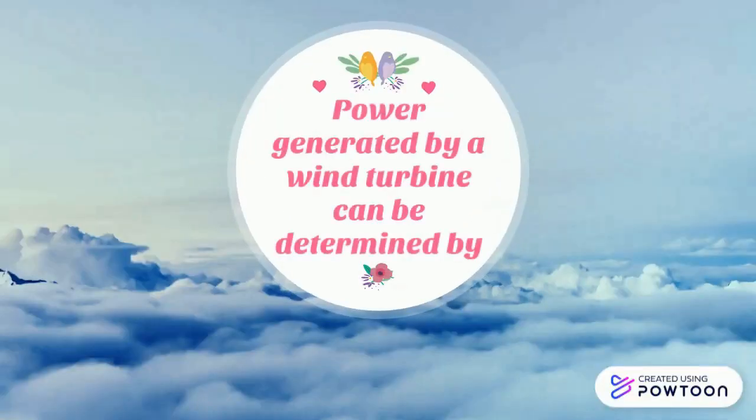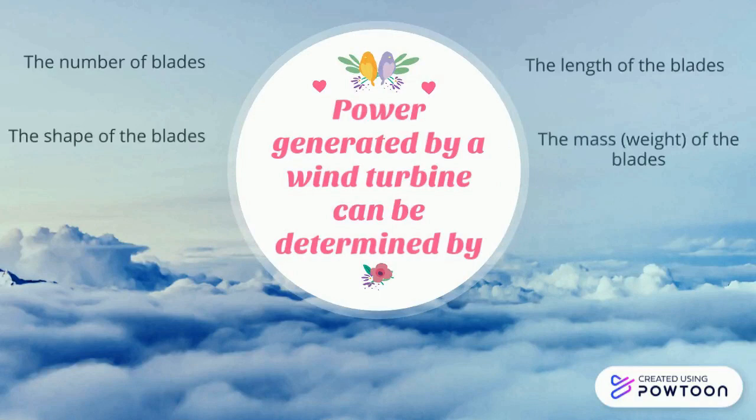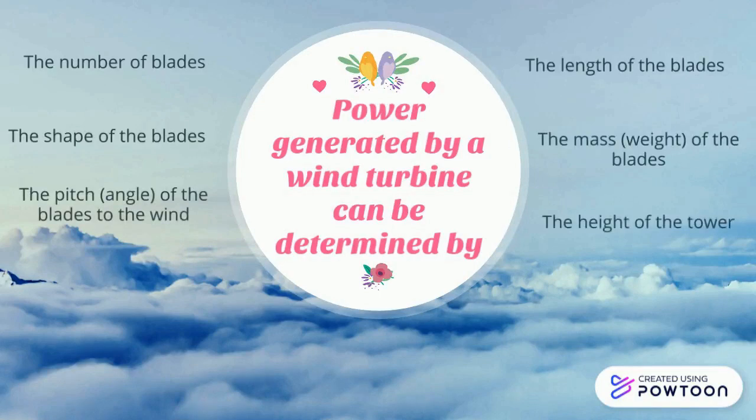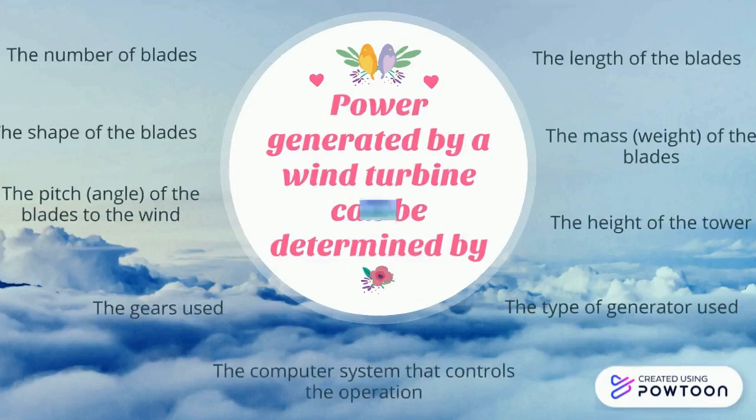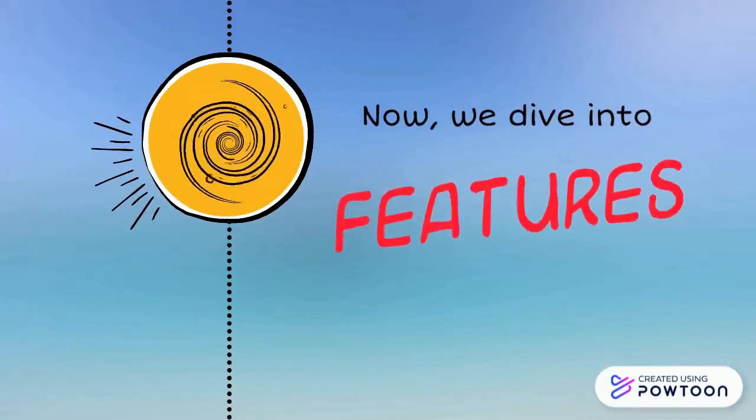Power generated by a wind turbine can be determined by the number of blades, the length of the blades, the shape of the blades, the mass or weight of the blades, the pitch or angle of the blades to the wind, the height of the tower, the gear used, the type of generator used, and the computer system that controls the operation. Now, we dive into features.